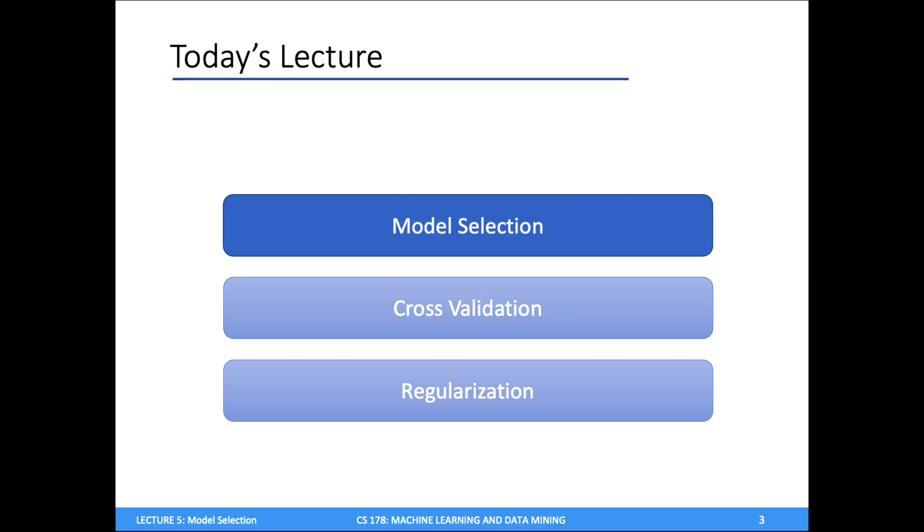In today's lecture, we'll cover 3 topics. The first is model selection: essentially, how do we pick which machine learning model we're actually going to deploy on our problem? The second topic is cross-validation, which is a method we can use to actually do model selection. And lastly, we'll talk about a technique called regularization, which is one way that we can try to prevent overfitting in a machine learning model.